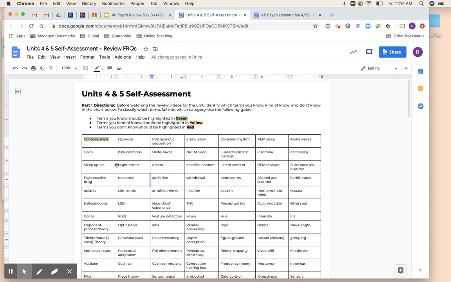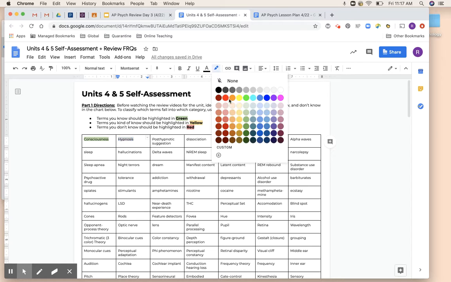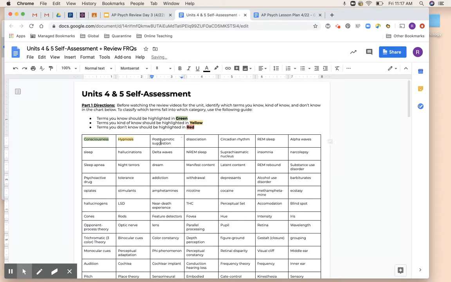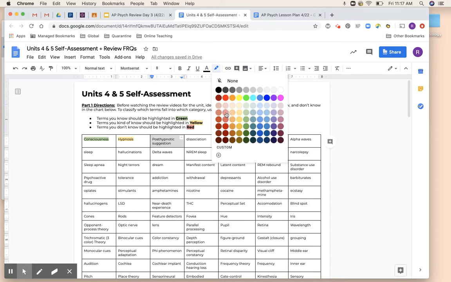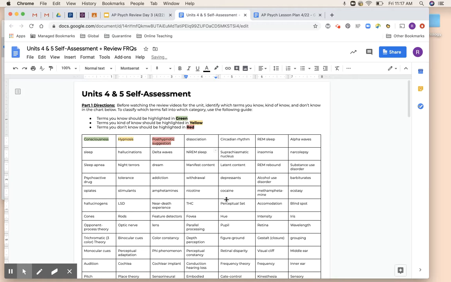And you're going to look through, and you're like, okay, hypnosis. I kind of remember that, but maybe not so well. Post-hypnotic suggestion. What if you're like, no, I totally don't know what that is? You're going to highlight that one as red. You're going to do that for all of these terms.